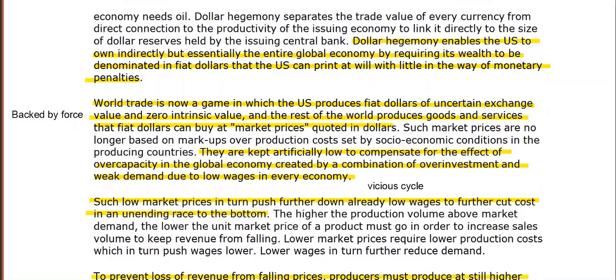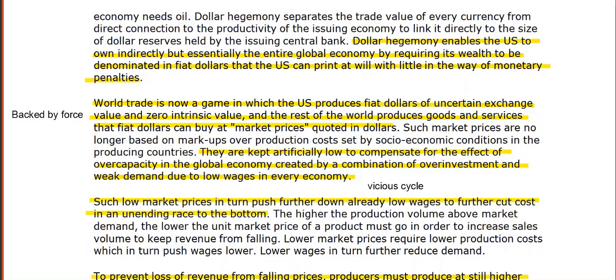World trade is now a game in which the U.S. produces fiat dollars of uncertain exchange value and zero intrinsic value, and the rest of the world produces goods and services that fiat dollars can buy at market prices quoted in dollars. In other words, you force them to use dollars, and then you determine how much those goods and services are worth. Such market prices are no longer based on markups over production costs set by socioeconomic conditions in the producing country. They are kept artificially low to compensate for the effect of overcapacity in the global economy created by a combination of overinvestment and weak demand due to low wages in every economy. That's, in other words, a race to the bottom.